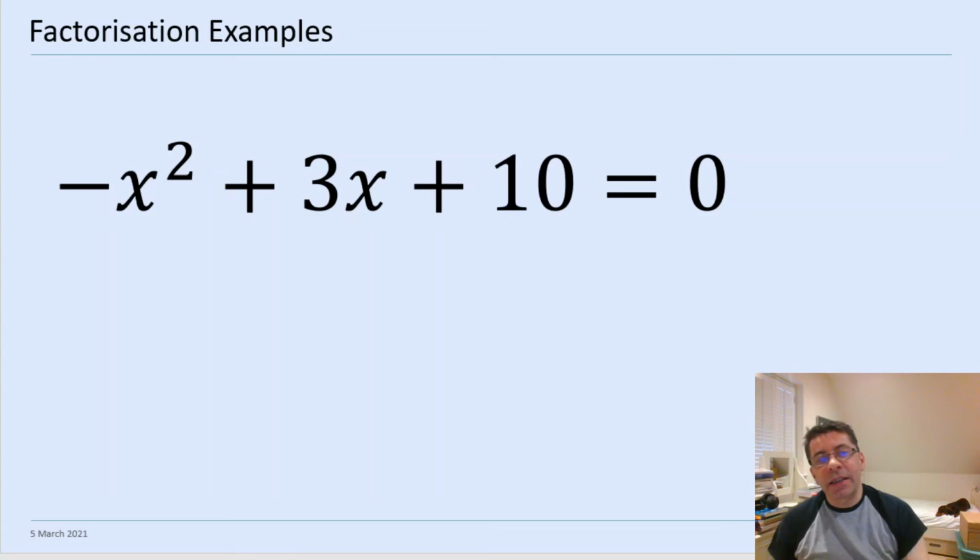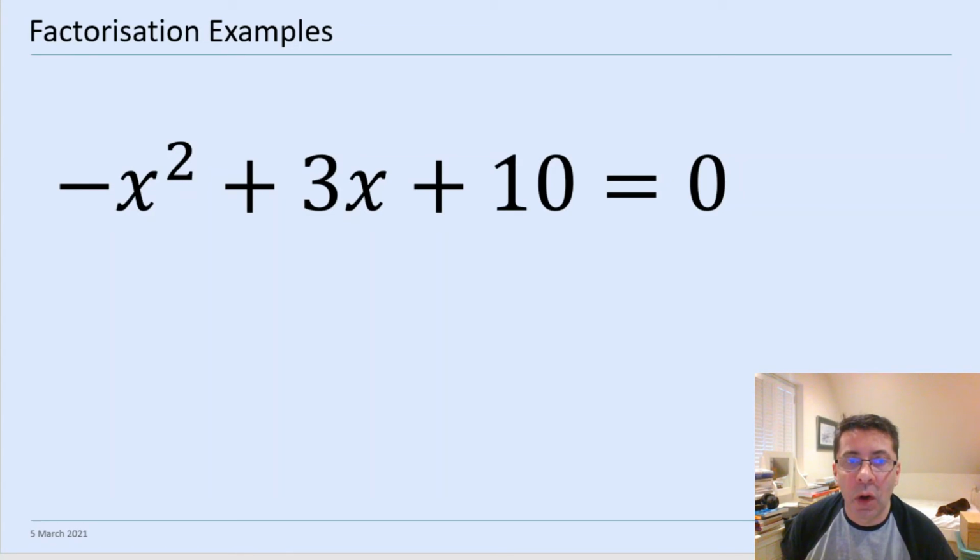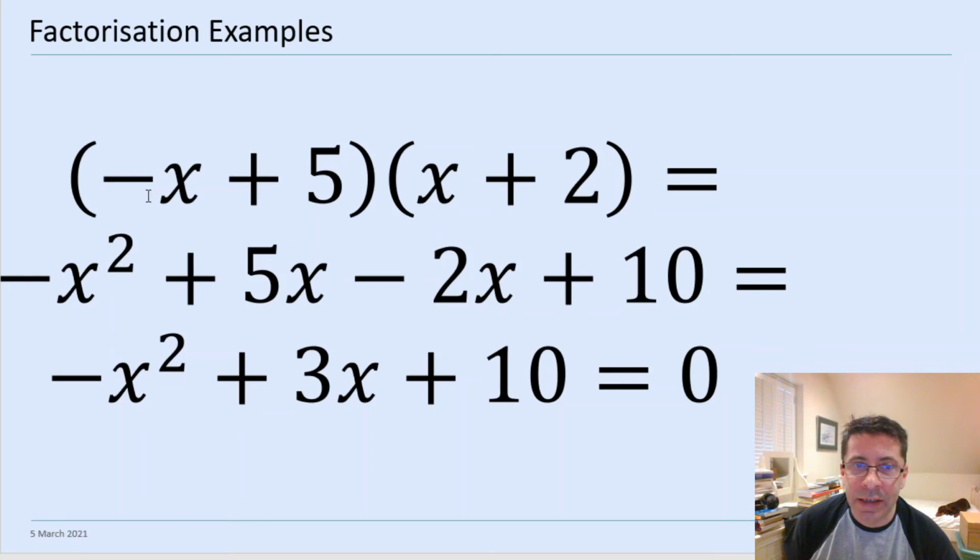Okay, in this case, instead of a 1 on the front of the x squareds, I've put a minus 1. So it's minus x squared plus 3x plus 10 equals 0. Factorization, we need two numbers that times together to make 10, and then we've got to make this bit work. So what we get is this, minus x plus 5 and x plus 2.